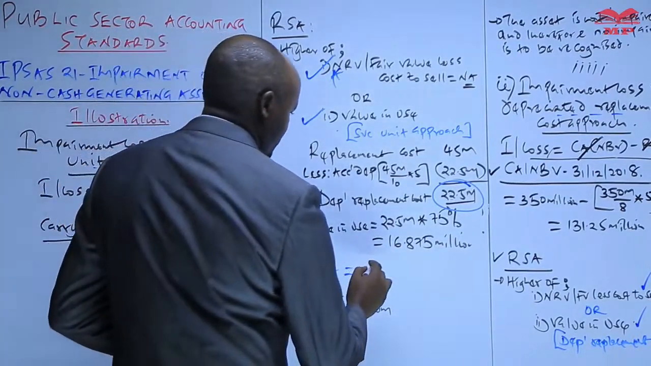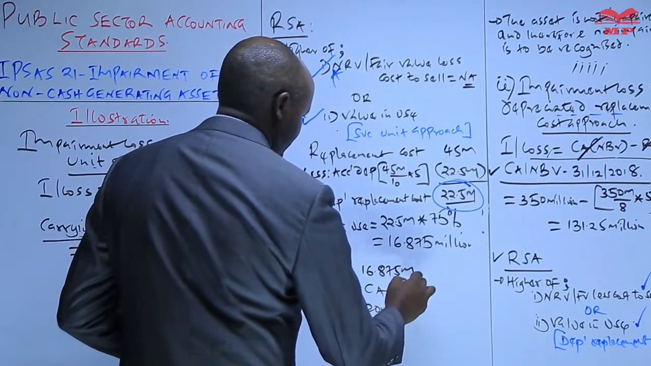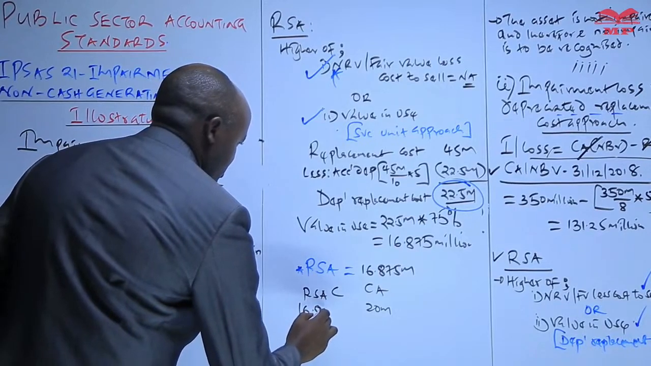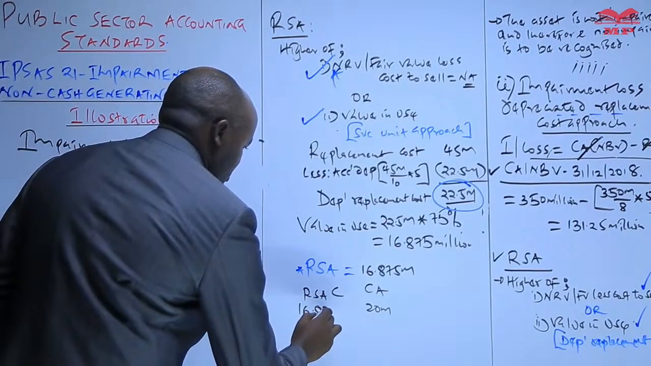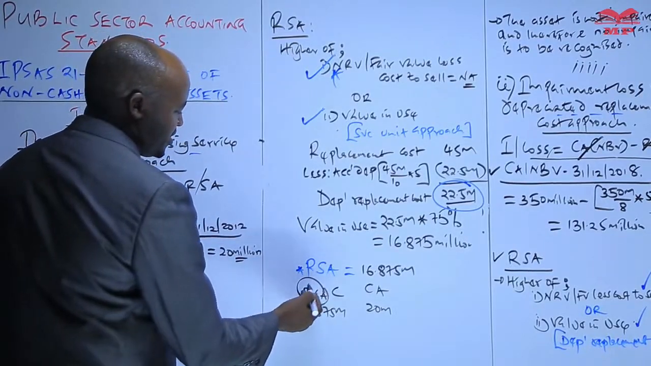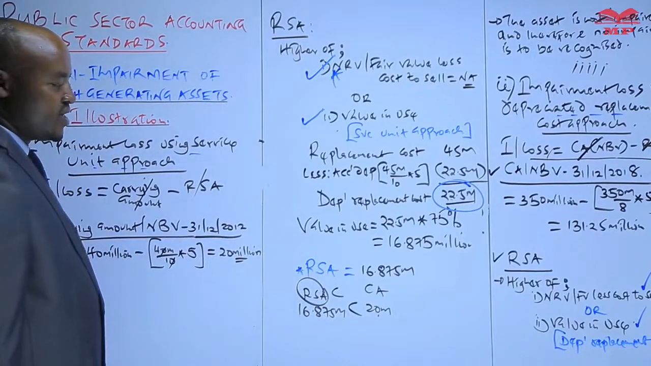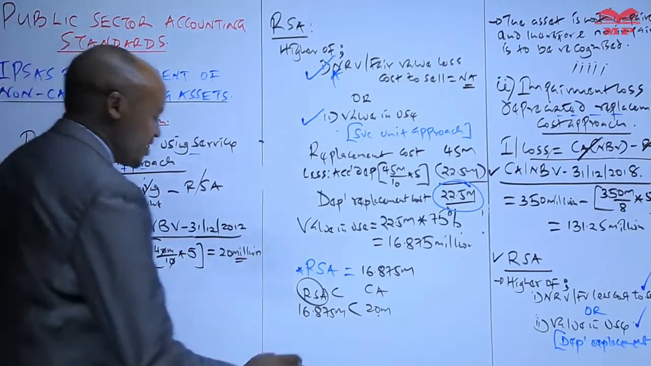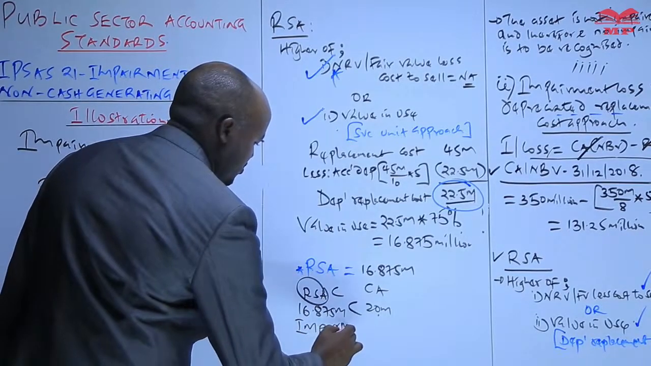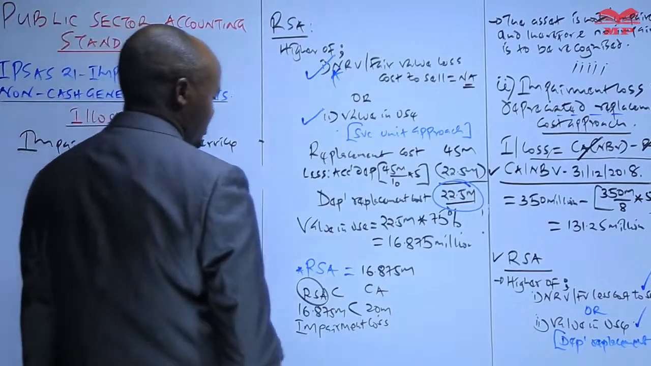So the recoverable service amount is 16.875 million. So what we need to do is basically to determine, is this less than that? Yes. So we can see the recoverable service amount is less than the carrying amount. If that is the case, then finally we need to determine the impairment loss, because this particular asset is impaired if the recoverable service amount is less than the carrying amount.